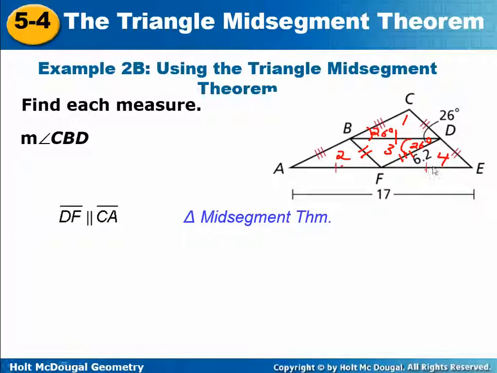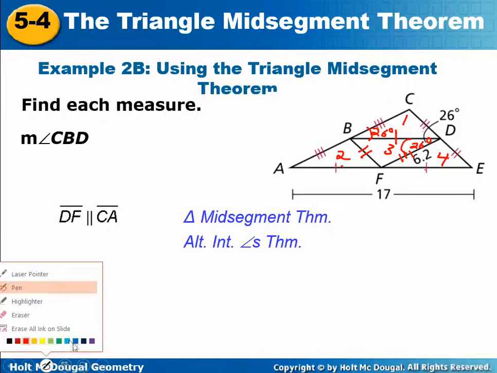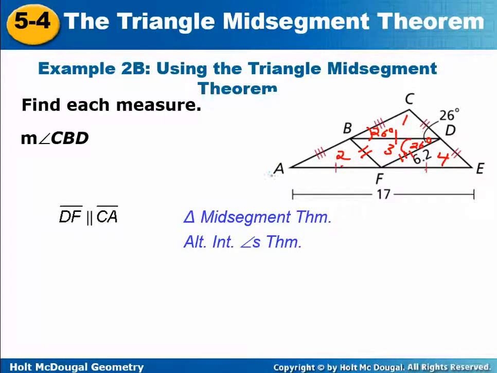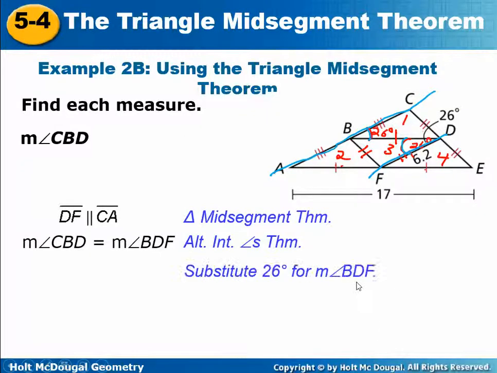Now they're going to explain it a little bit differently. They're going to use alternate interior angles because, let me grab a different color, you can see that AC, this line here, is parallel to its midsegment right here. And if these lines are parallel cut by this transversal, then these two angles are congruent by alternate interior angles. So the measure of angle CBD is going to be 26 degrees.